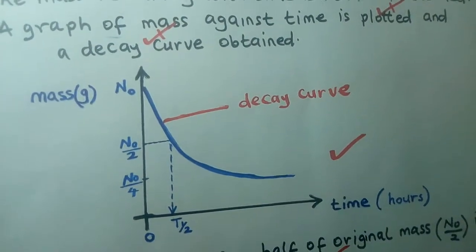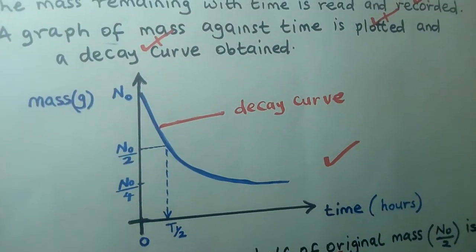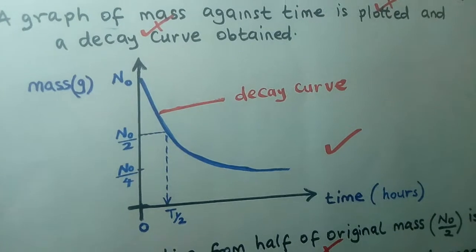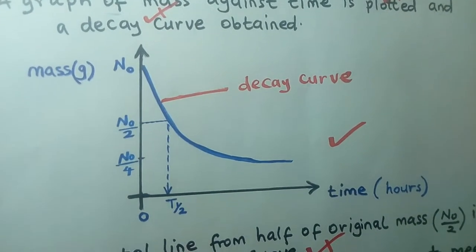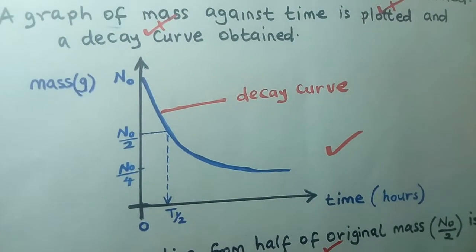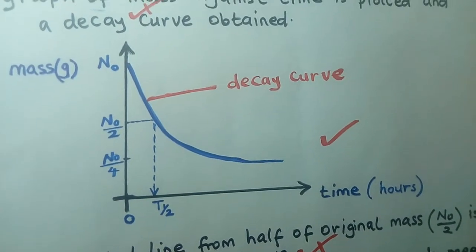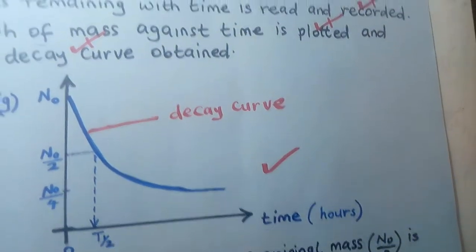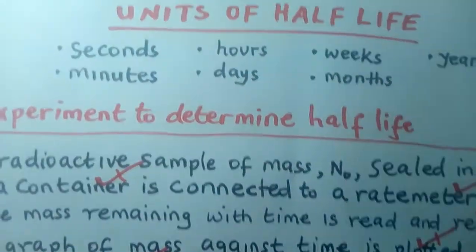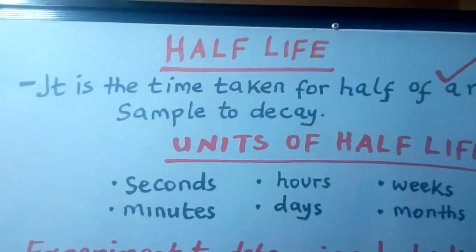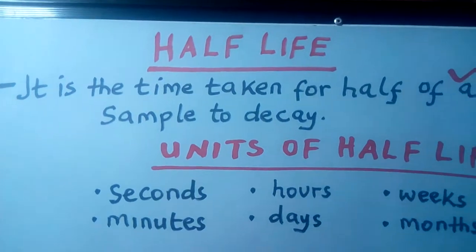So we can now look at what we call half-life. What do we mean by half-life of a radioactive substance? And how can you carry out an experiment to determine the half-life of a radioactive substance? So let's look at half-life. What do you mean by half-life?